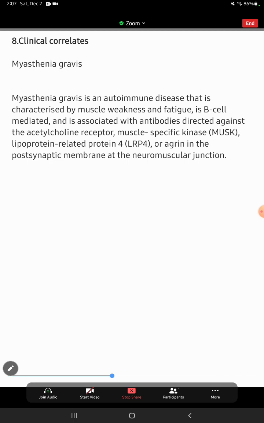Muscle specific kinase, MuSK, and lipoprotein related protein 4 are found in the postsynaptic membrane at the neuromuscular junction. So basically acetylcholine is involved in this disease and in its treatment.